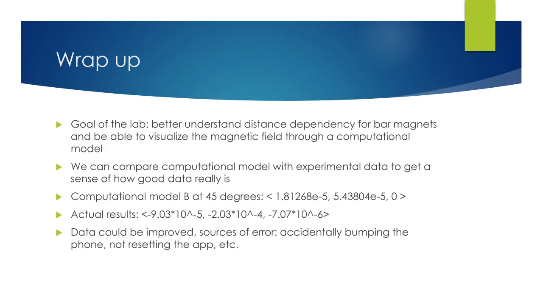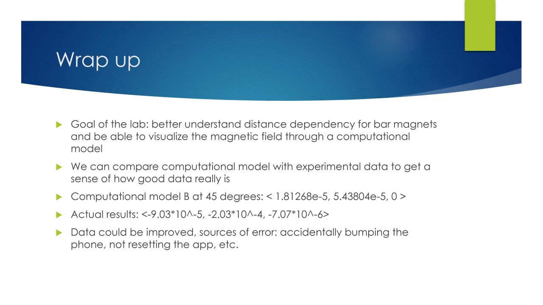So to wrap up, the goal of the lab was to better understand distance dependency for bar magnets and be able to visualize the magnetic field through a computational model. We can compare our computational models with the experimental data to get a sense of how good our data really is. The computational model for the 45 degrees was 1.81 times 10 to the negative 5, 5.43 times 10 to the negative 5, 0. The actual results were here, as you can see.